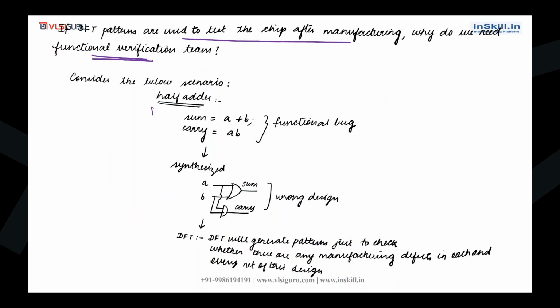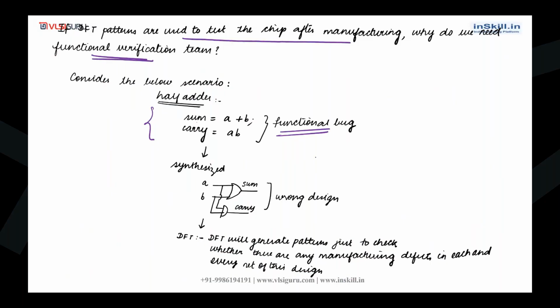So this is a half adder. For the half adder, sum is equal to A plus B, carry is equal to AB. Is this correct? No. Here we have a functional bug. Sum should have been A XORed with B, carry is AB. But mistakenly someone has written sum is equal to A plus B, carry is equal to AB. This is a functional bug.